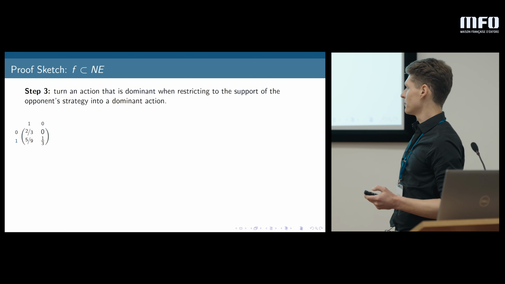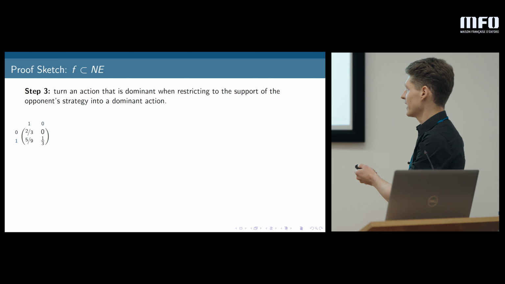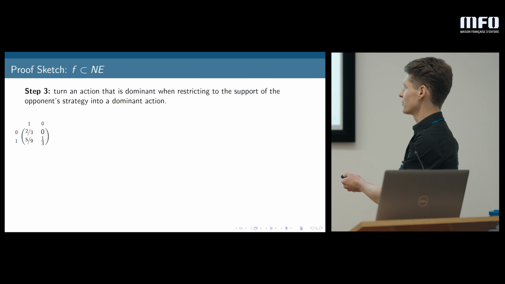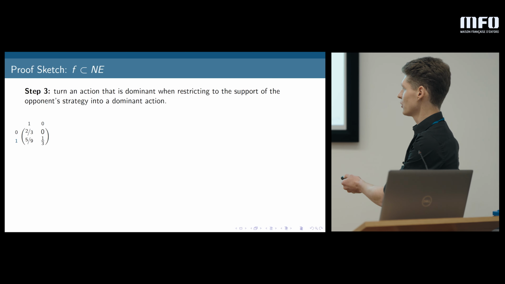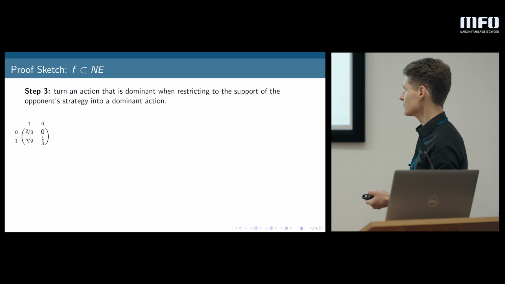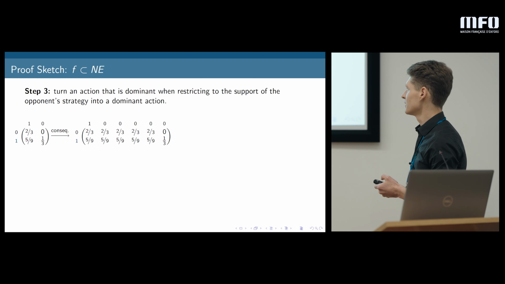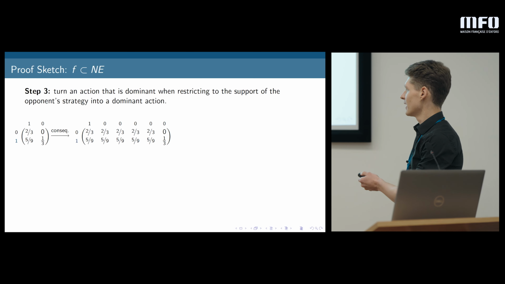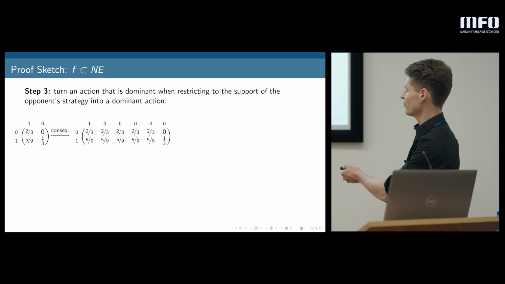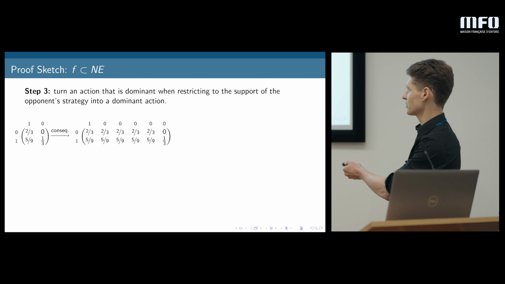And the last step will be to, again, use a similar argument to get to a game where the row player's action here is strictly dominated, or in other words, the first action is strictly dominant. So to do this, we know that the first action of the row player is better against the first action of the column player.